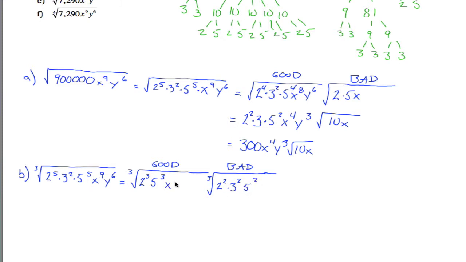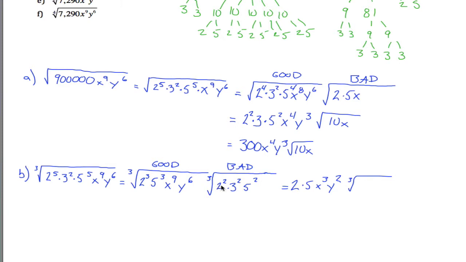X to the 9th, that works out well. I can put them all over here. Y to the 6th, I can put them all over here because these are both perfect cubes. So what this ends up being is the cubed root of 2 cubed is just 2. The cubed root of 5 cubed is just 5. The cubed root of x to the 9th is x cubed. The cubed root of y to the 6th is y squared. And then left under the cubed root sign I have 2 squared, which is 4.